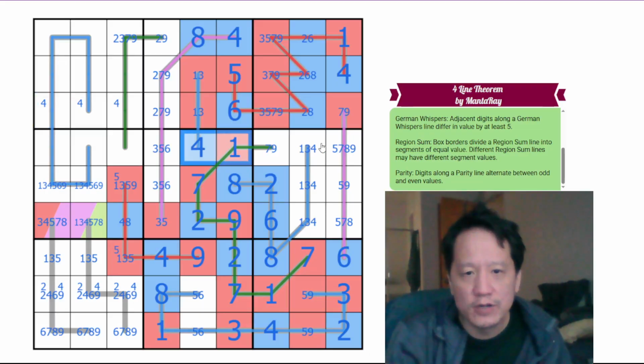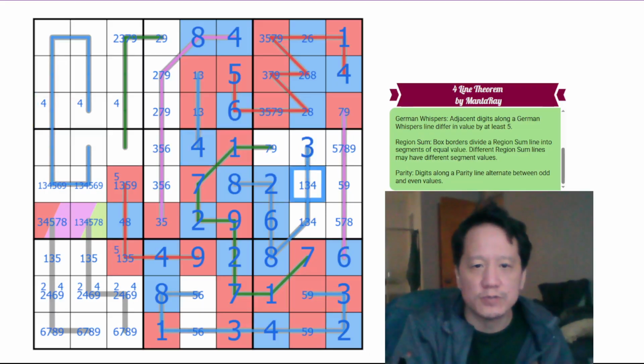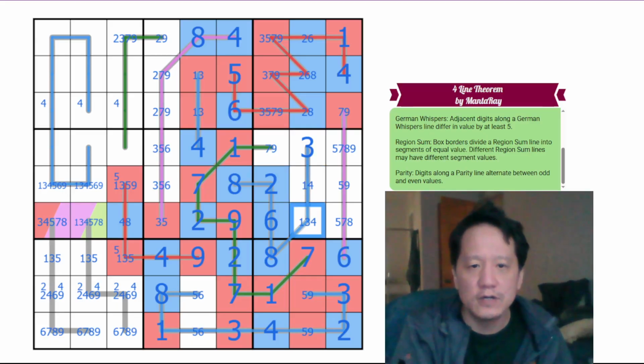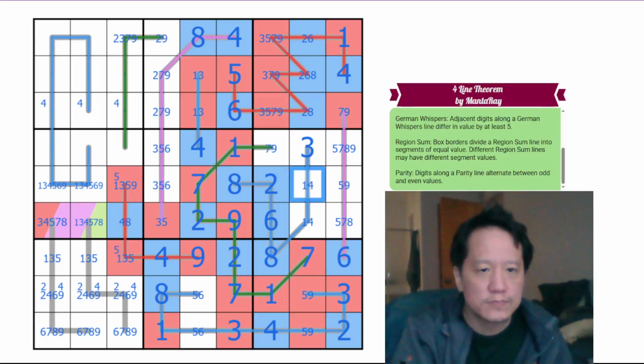Oh, 1 and 4 here, eliminate 1 and 4 here, so that's 3, which eliminates 3 here. And 3 here.